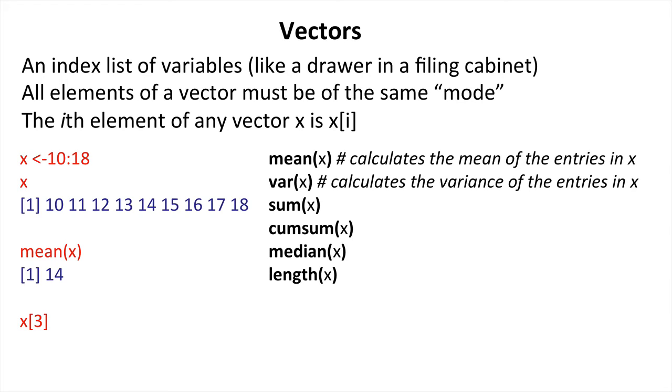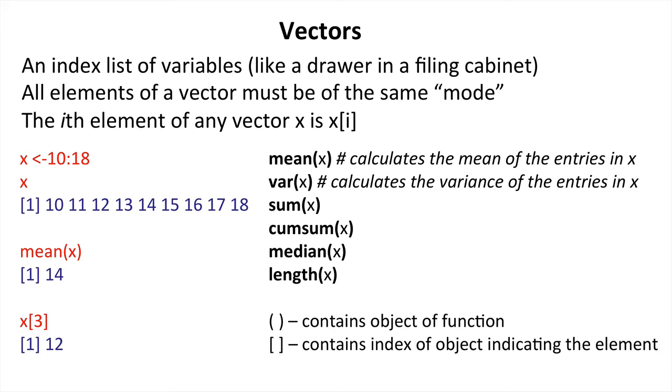If we refer to the element of a particular vector, like x[3], then that implies we are asking for the third element in that vector, in which case the answer would be 12. So round brackets in this case contain the objects of functions like the sum or the mean, whereas square brackets refer to the index of that object, indicating what is the element value at that particular location.